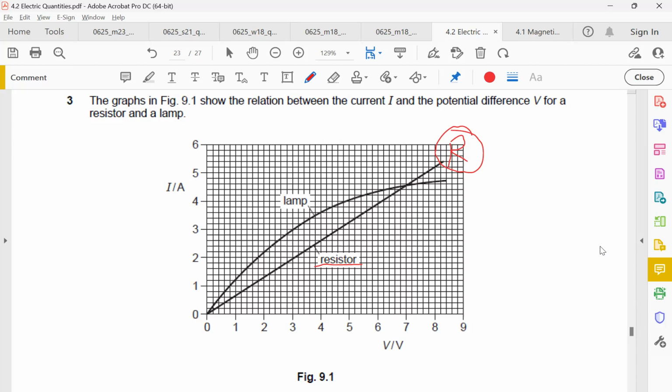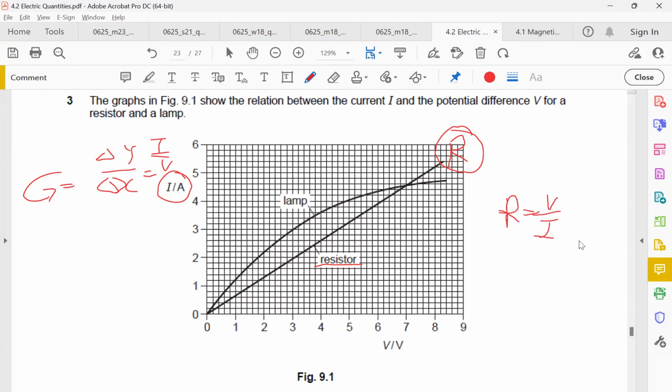Guys, listen up. For those who say the gradient is decreasing, is the gradient representing the resistance here? What's your gradient formula? Change in y over change in x, right? Change in y here is what over what? V over I, this is V. Oh, this is I over V, right? Based on this formula itself, is the gradient representing resistance? No, it's not, because resistance is V over I, right?